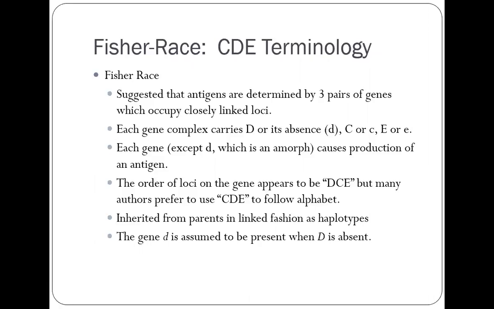Now a haplotype just means that you're inheriting a group of inherited genes. So you could inherit those 2 examples. This could be from one parent, and this would be called a haplotype, and then this could be another set of genes that are linked together, and that would be another haplotype. So the gene little d is assumed to be present when the big D is absent. So if the D antigen is not inherited, then we're going to have a little d in its place.